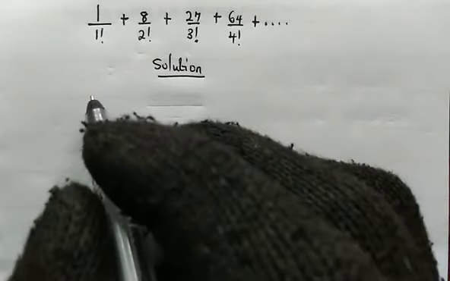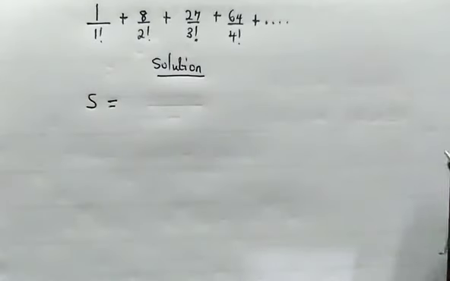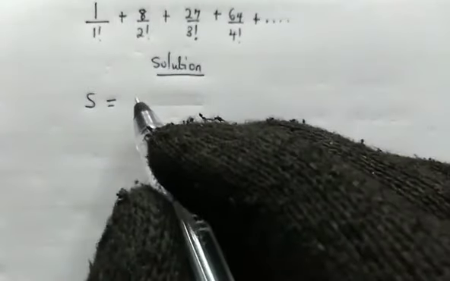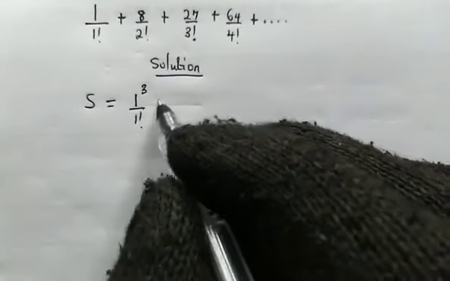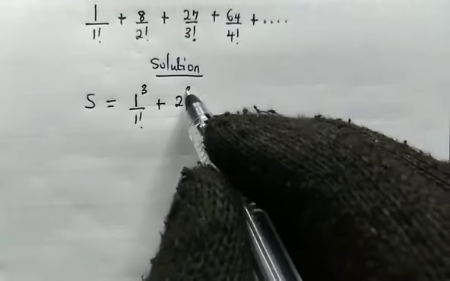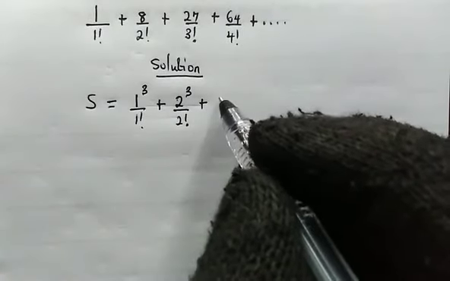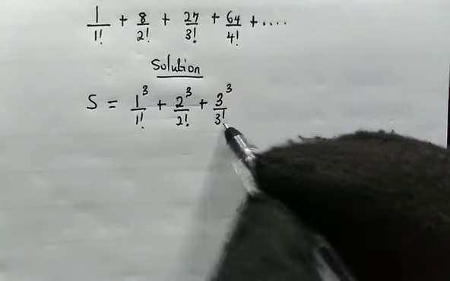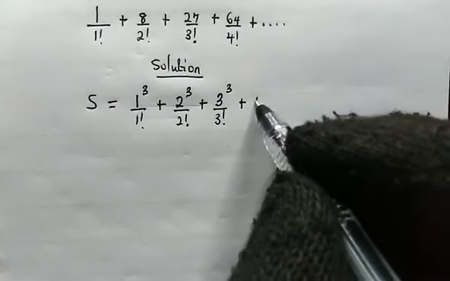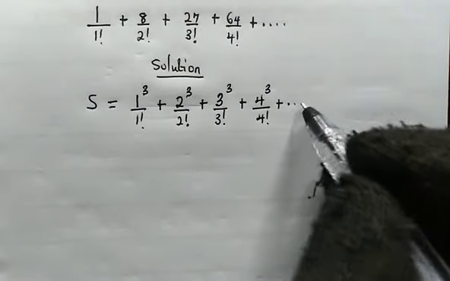So I'm going to start by letting x equal this infinite series, and there's something really cool we need to observe here. For the first term, 1 is the same as 1 cubed, right? Then all over 1 factorial, plus 8 is the same as 2 cubed, all over 2 factorial, plus 27 is the same as 3 cubed, all over 3 factorial, plus 64 is the same as 4 cubed, all over 4 factorial, plus, and so on.